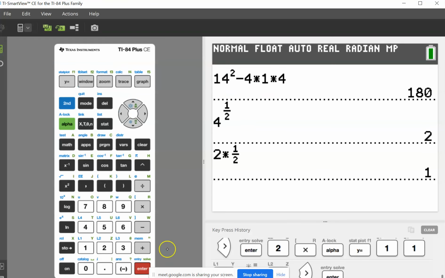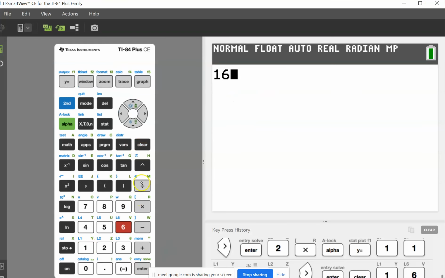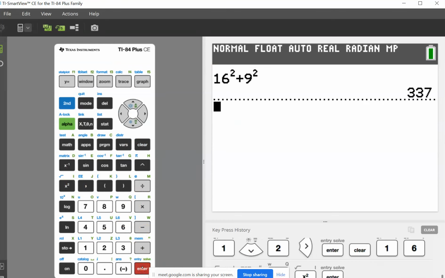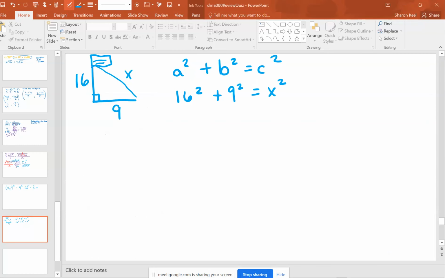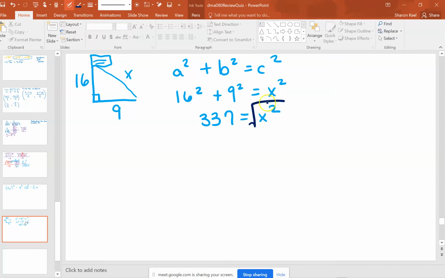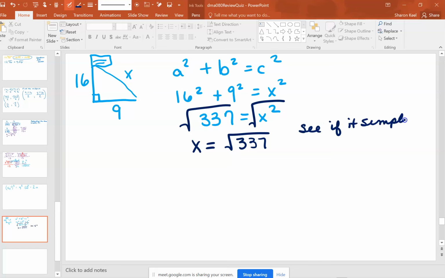Okay, let's go to our calculator. We're going to have 16 squared plus 9 squared. That's going to give us 337. So 337 is equal to x squared. But we need the answer for x. So that means we're going to take the square root of both sides. So the x comes out and we have the square root of 337. We're going to see if it simplifies. We're going to do that first for the exact answer.